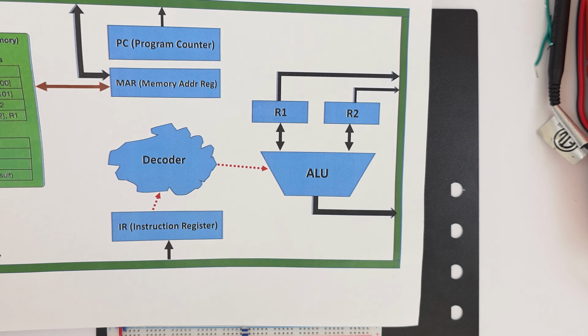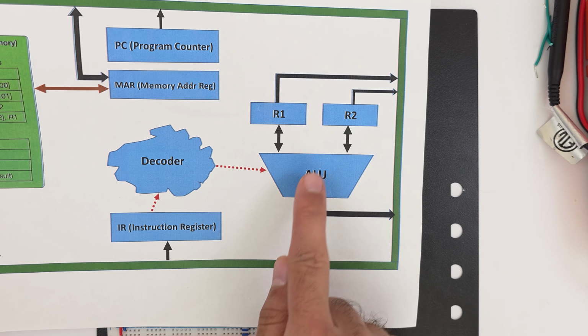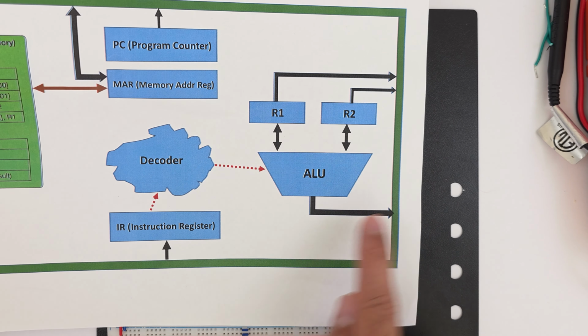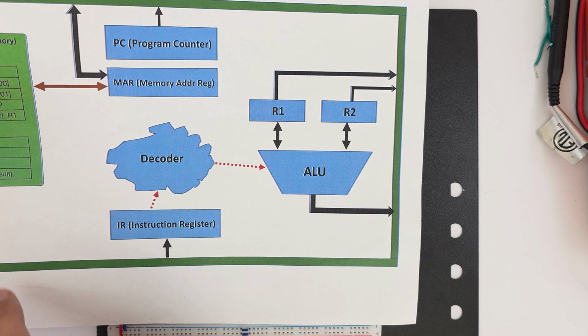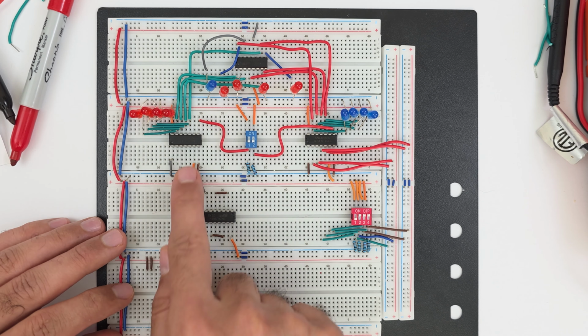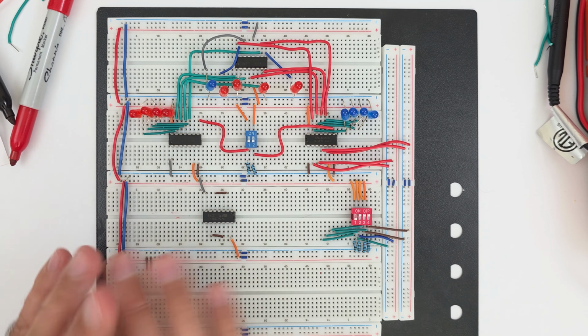In the previous video, I explained the connections of the right part here: R1, R2, ALU and also the bus to communicate between these two parts. If you look at the circuit, this is our bus, this is the ALU. Let's say this is R1 and this is R2. I removed some wires from here because I'm going to do some modifications.